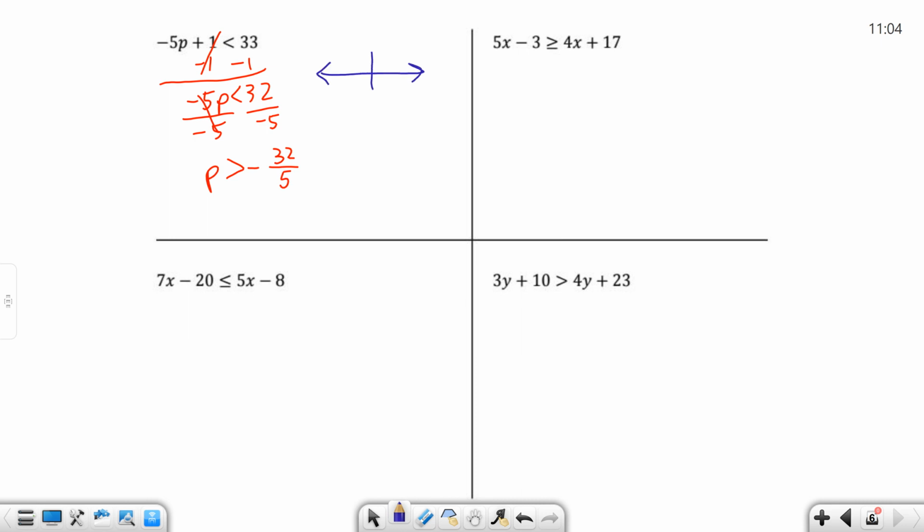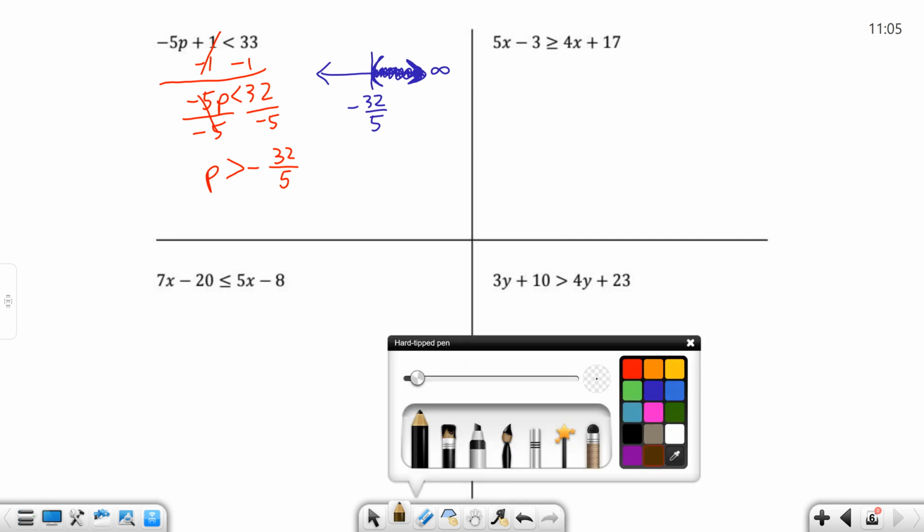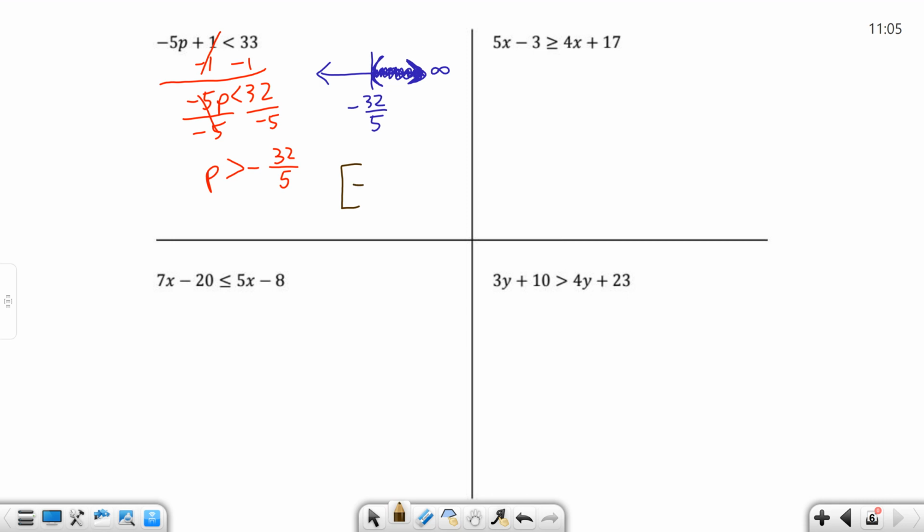On the number line, I care about what? Negative 32 fifths. Greater than is to the right. And I changed it from less than to greater than because I divided both sides by negative 5. Then I'm going to shade the arrow. That's infinity, and a parenthesis because there's no equals. So we're going to do parentheses, negative 32 fifths, comma, infinity, with a parenthesis. And I didn't change colors for my interval notation again, but I'm trying to put each part in a different color. That way you can kind of see which one is which.